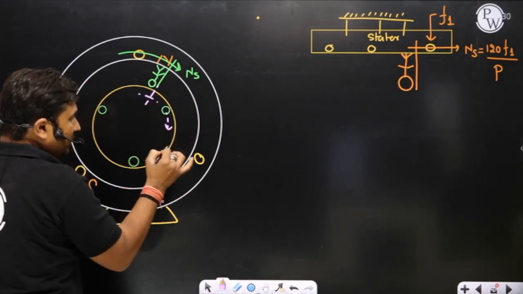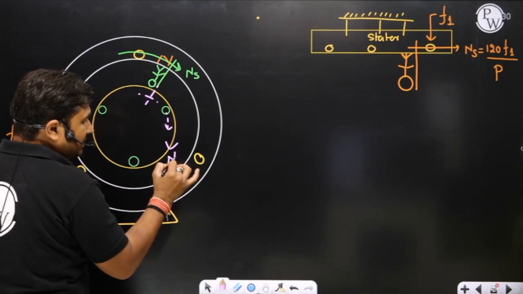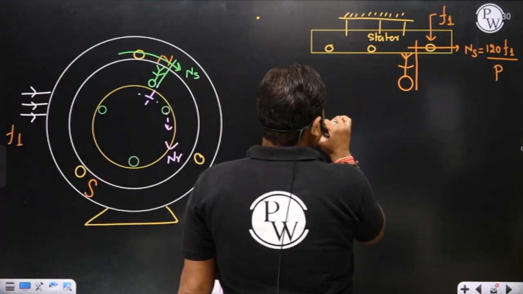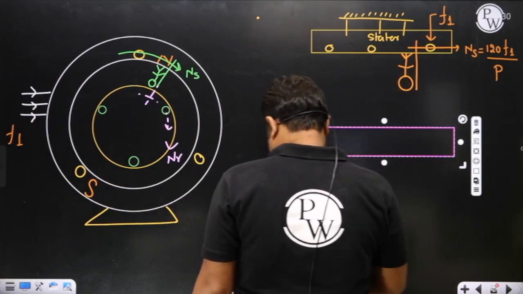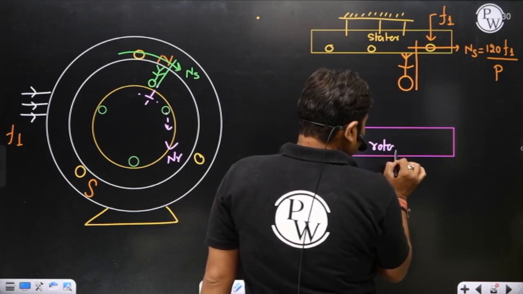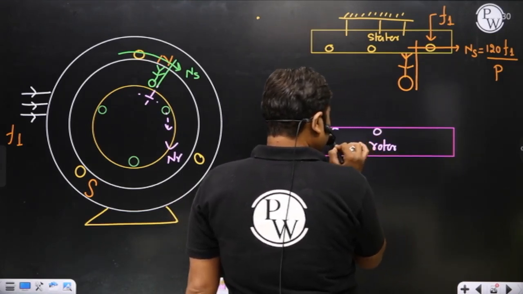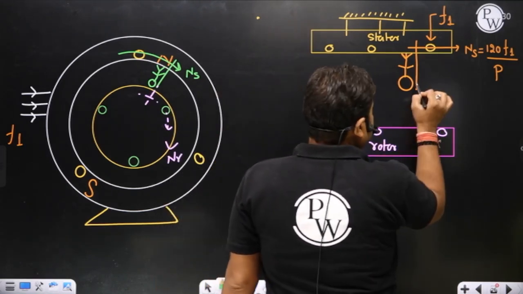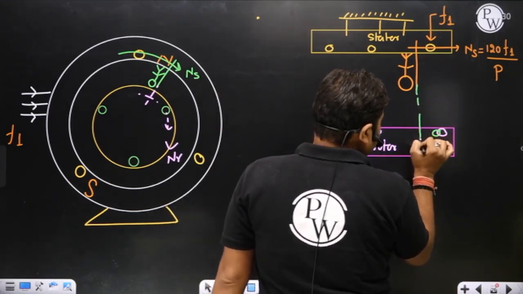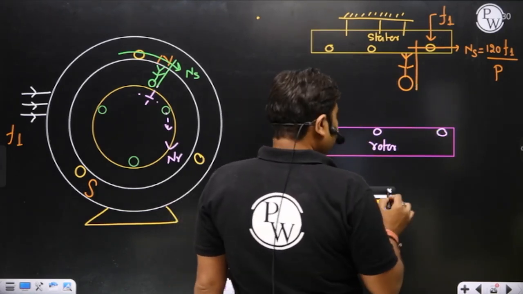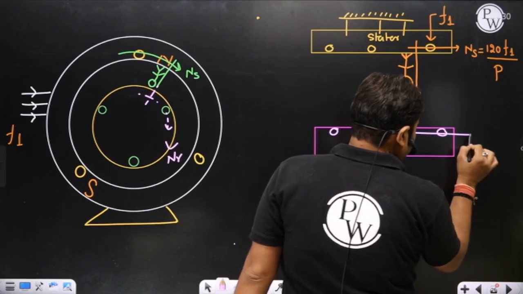The rotor is free to rotate, so the rotor starts rotating at a speed of nr. Here I am trying to show the rotor also. Please try to understand each and every part. This is a rotor. The rotor is also designed with, suppose, 3-phase winding, and the stator field revolving around the stator cuts the rotor structure.